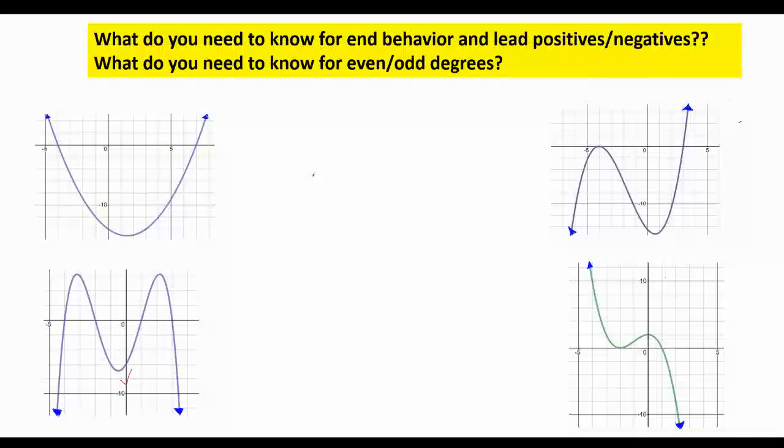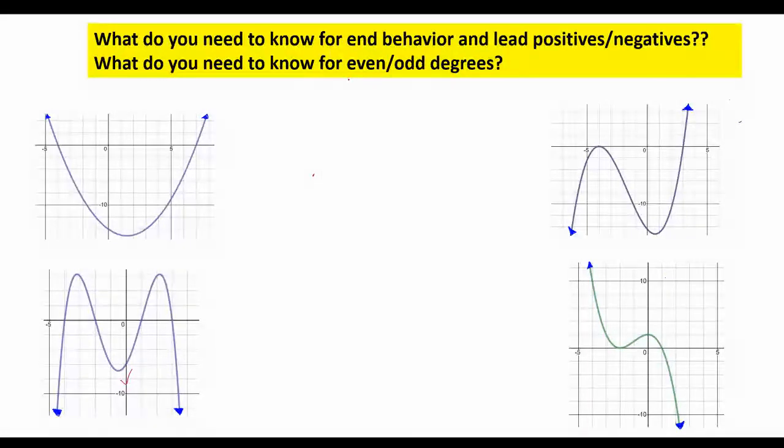Okay, so this is a quick review for slide number 1 on Desmos. What do you need to know for end behavior and lead positive and negatives? And what do you need to know for even and odd degrees? So what do you need to know for end behavior? You can see on the left, the graphs have either both arrows pointing up or both arrows pointing down. On the right, one arrow points up and one arrow points down.